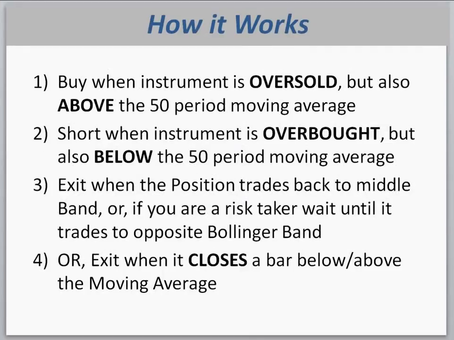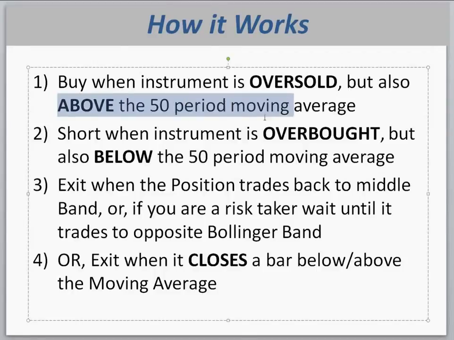We're going to be buying when our instrument is oversold, but it also has to be above the 50-period moving average. So we want to see something's oversold, but that the instrument is also above the 50-period moving average. Why do we want it to be above the 50-period moving average? Because it shows that the trend is still there. We're going to be still buying with the trend. Make the trend our friend.